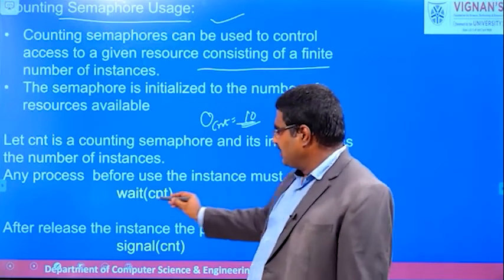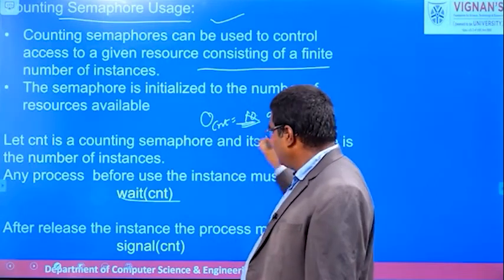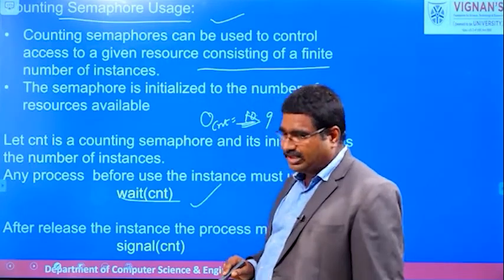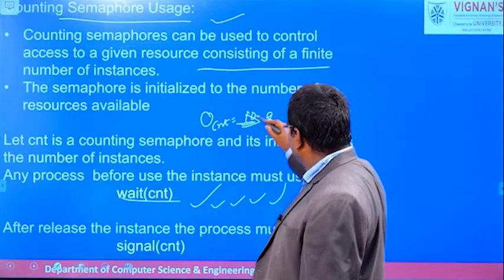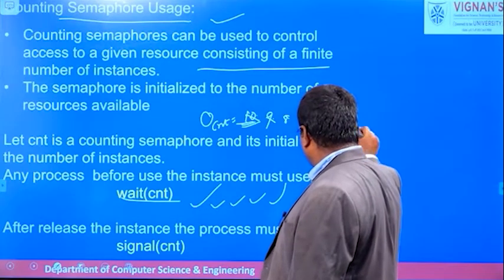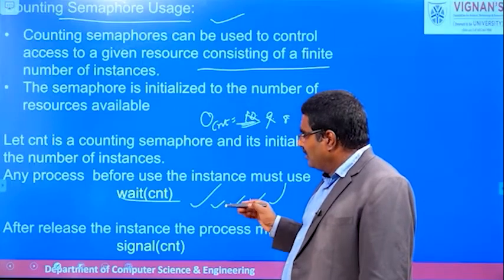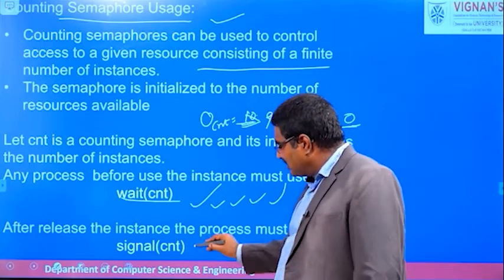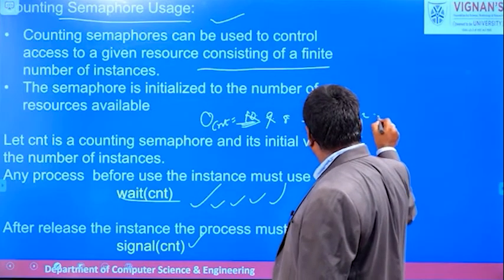If any process requests, it simply calls wait count. The count value is decreased by 1, and the printer is allocated to the process. In that way, it simply allocates up to 10 times, so the value decreases from 10 to 9, 8 and so on, until it becomes 0 after allocation of the 10 resources. Similarly, if any process releases the printer, it simply calls signal, and the count value is increased by 1, 2, 3 and so on.